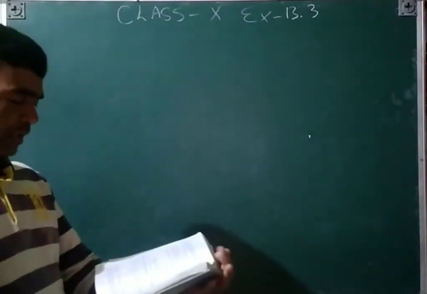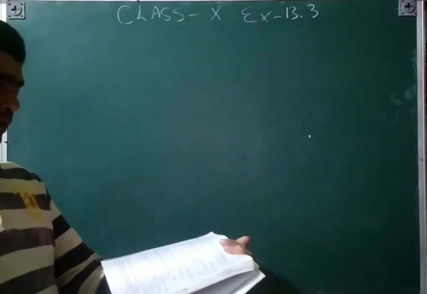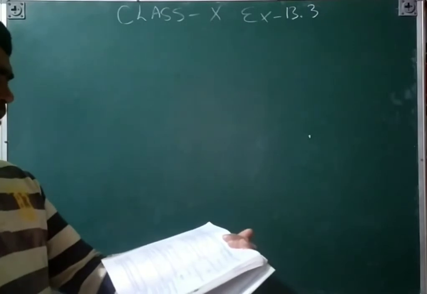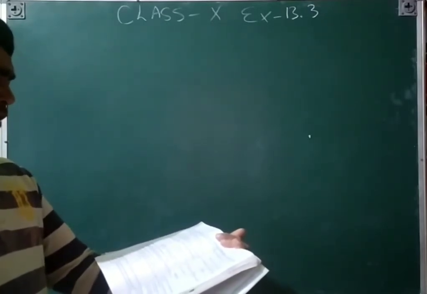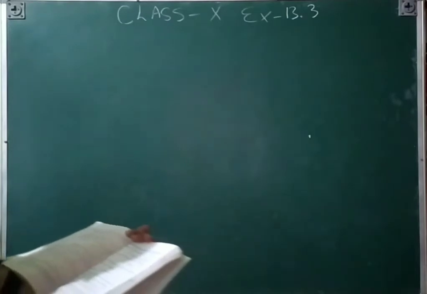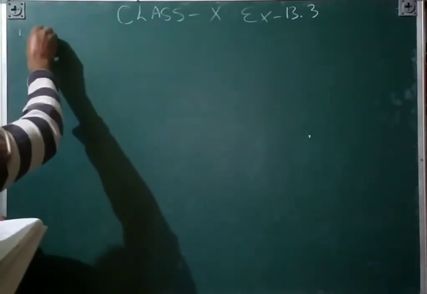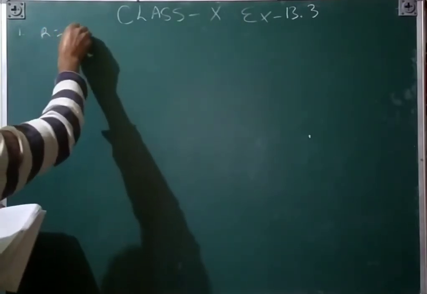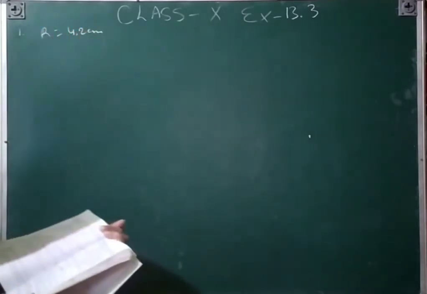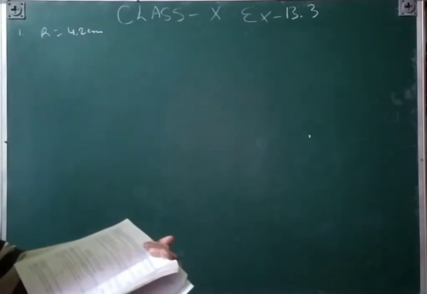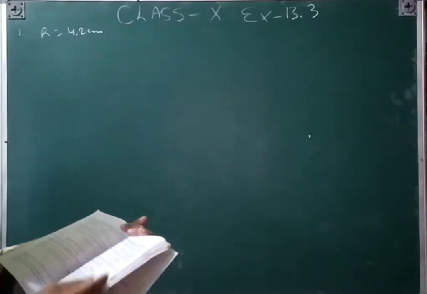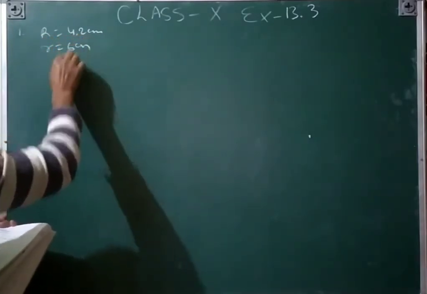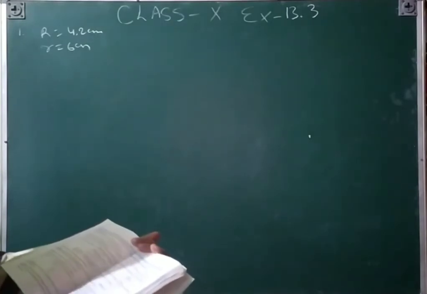Exercise 13.3. Here you will see conversion, that means we will convert one thing into another. A metallic sphere of radius 4.2 centimeter, so R is equal to 4.2 centimeter, is melted and recast into the shape of a cylinder of radius 6 centimeter. Find the height of the cylinder.